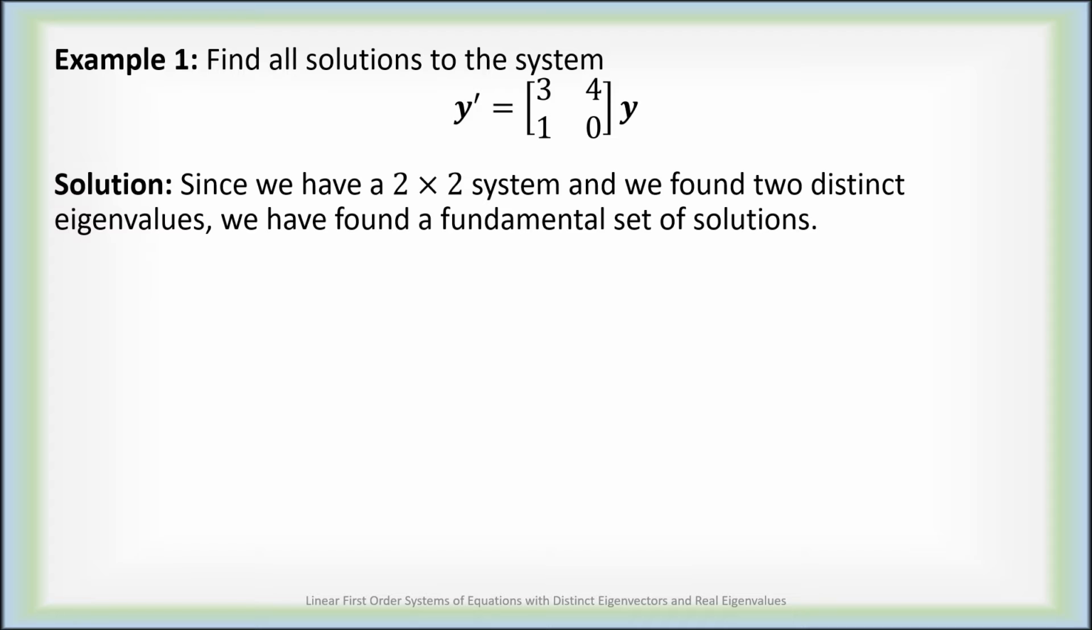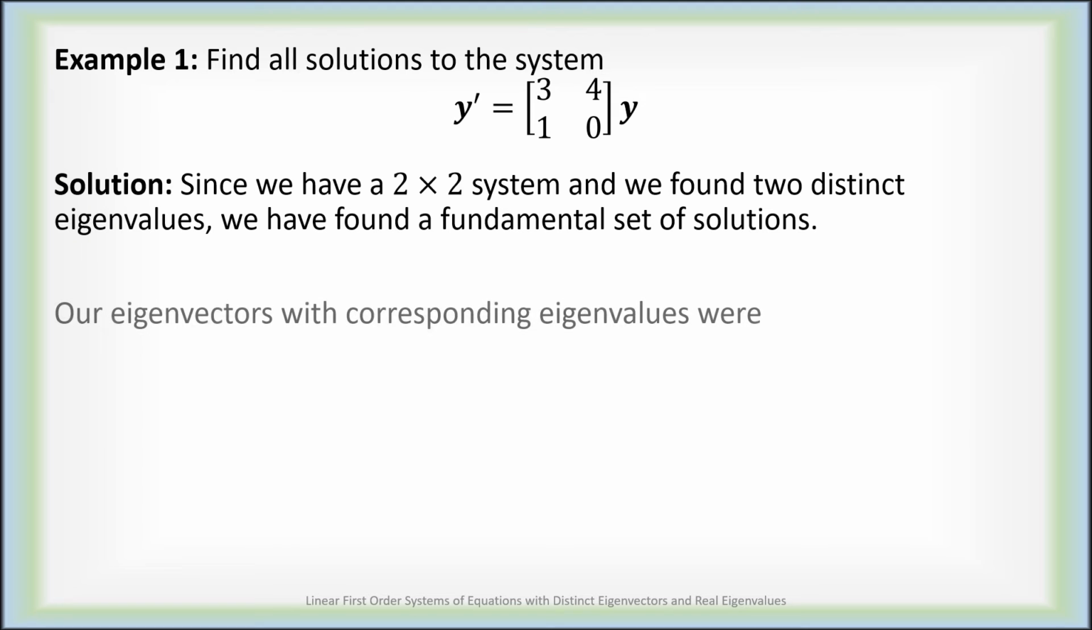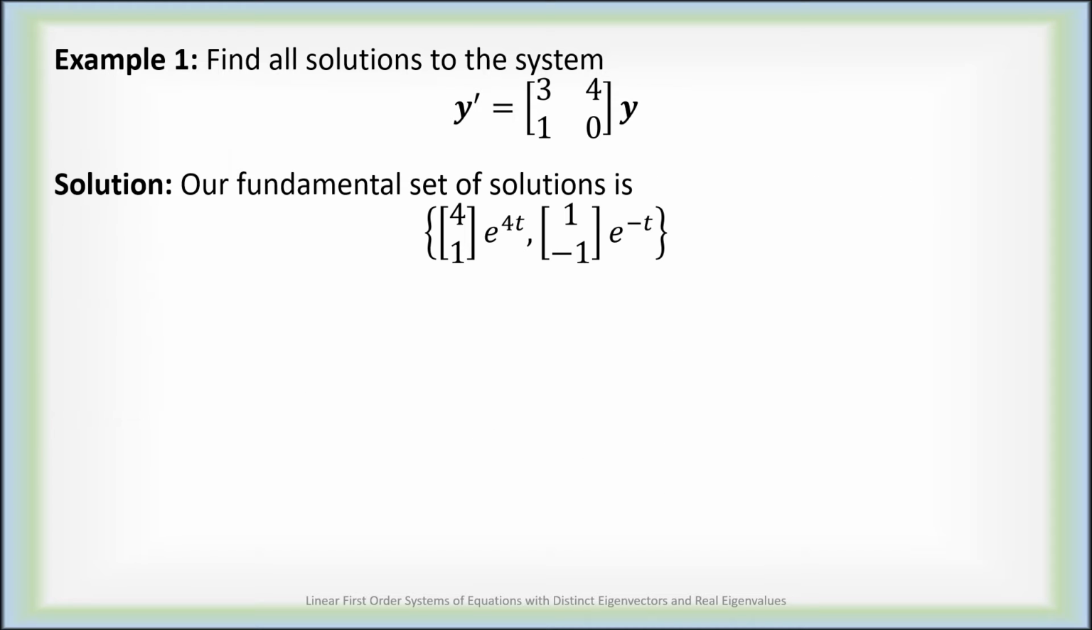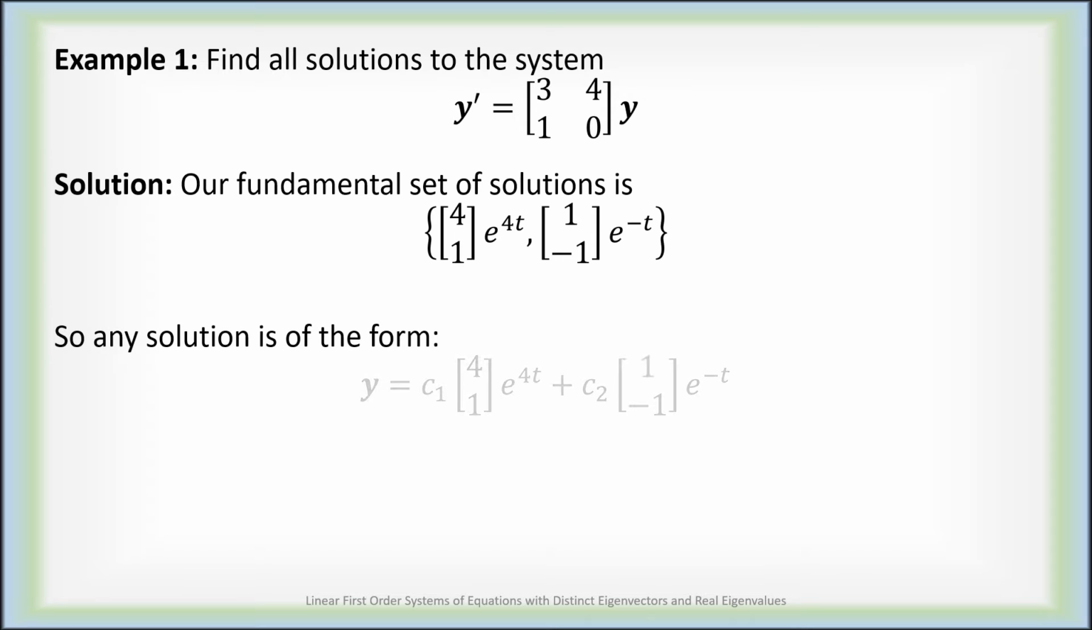We have a 2 by 2 system that we started with. We have found two linearly independent eigenvectors, so we have found a fundamental set of solutions. Here were the eigenvectors with their corresponding eigenvalues. 4, 1 went with 4, and 1, minus 1 went with minus 1. Therefore, a fundamental set of solutions is given by the column 4, 1 with e to the 4t, and the column 1, negative 1 with e to the minus t. So we have found a fundamental set of solutions, and therefore the general solution is simply linear combinations of them.